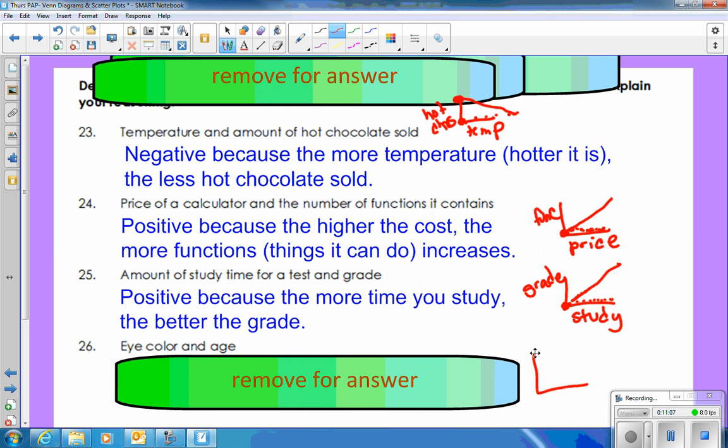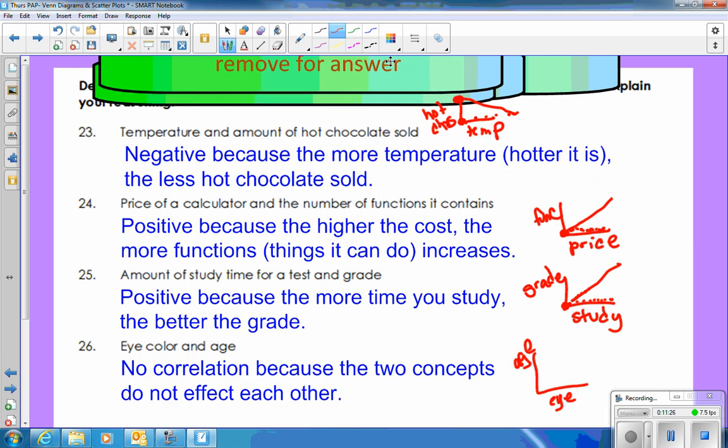Eye color and age. First of all, eye color cannot be represented by a number. So this is not a valid type of relationship for a scatter plot. But second of all, does eye color have anything to do with age? No. So this would be no relationship. And notice this says correlation. Correlation is another way to talk about a relationship. I'm okay if you say positive correlation, positive trend, positive relationship. All of those things mean the same thing.